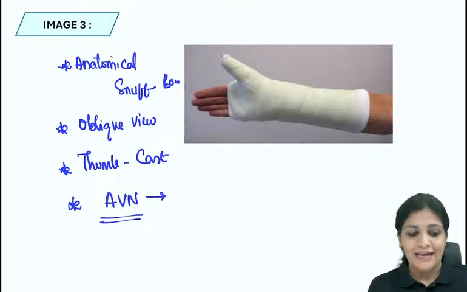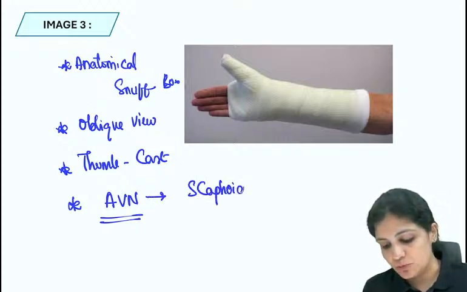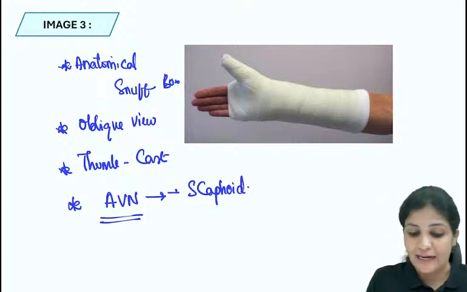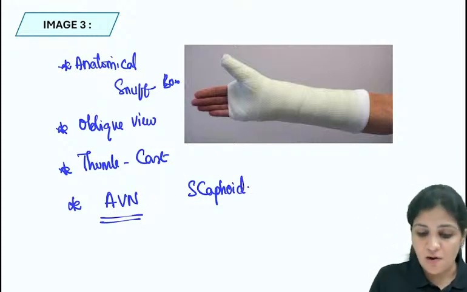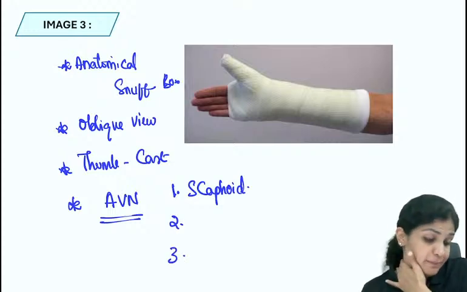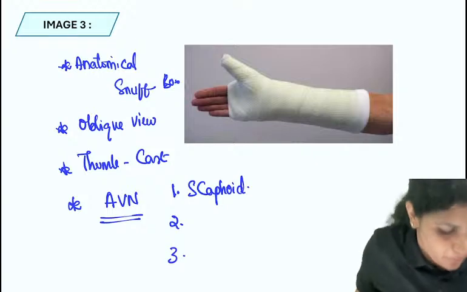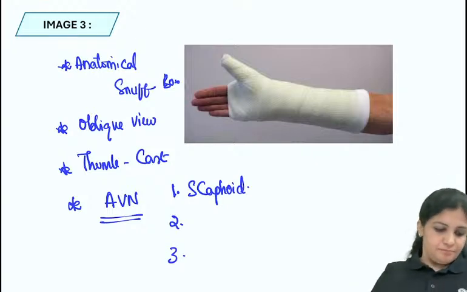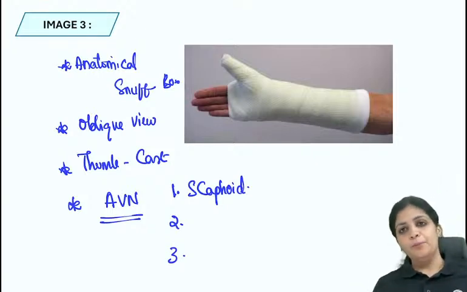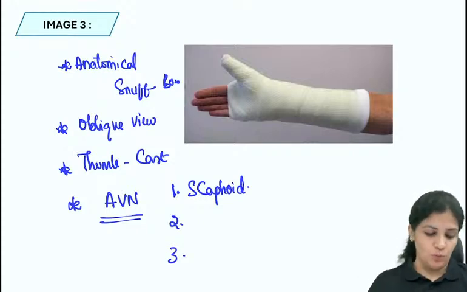And the next one is about avascular necrosis. Why is the scaphoid prone for avascular necrosis? What are the other two areas which are important for us regarding avascular necrosis? One is scaphoid, the second one and the third one. Can somebody please tell me fast? What are the other two bones which are mostly prone for avascular necrosis?